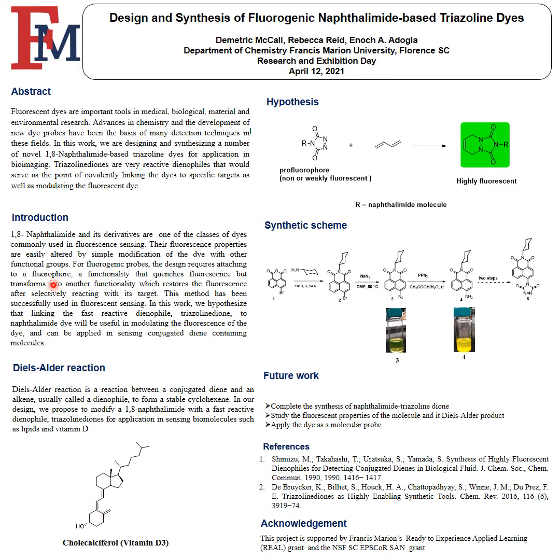In summary, to wrap things up, our goal is to complete the final two steps, synthesizing our target molecule. Right here, we're trying to get here. And then, of course, we're going to continue to study the fluorescent properties of the molecule and its Diels-Alder product, and be able to apply the dye as a molecular probe.